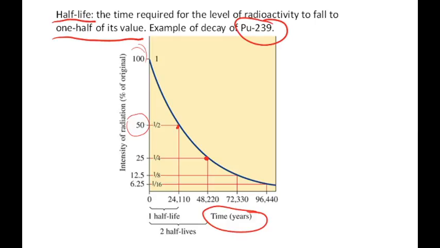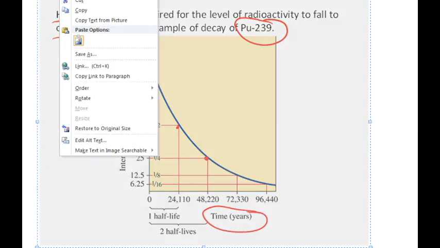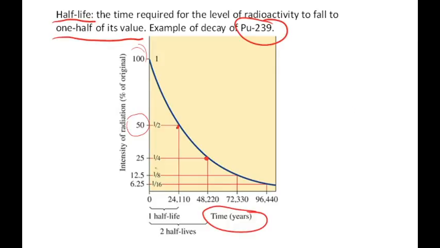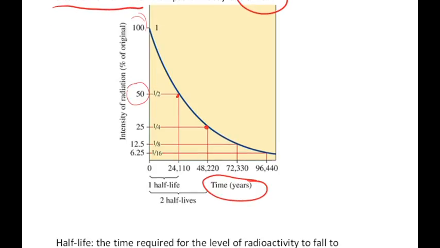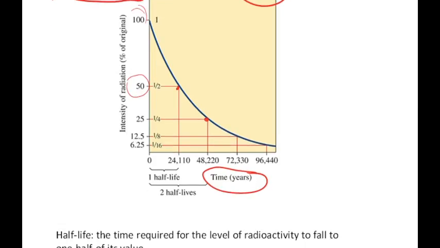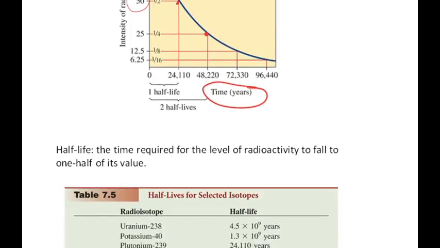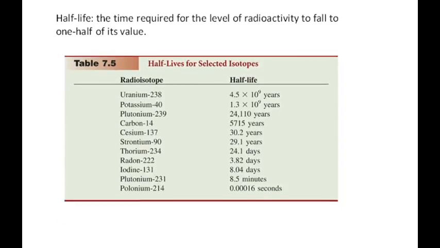So 1/2 times 1/2 is 1/4. And then half of that again, 1/2 times 1/4, would be 1/8 remaining, about 12.5%, all the way out at 72,000 years. So you can see that the curve looks the same, but the time scale is different, and the rates are most widely expressed in terms of half-lives. So half-life: the time required for the level of radioactivity to fall to 1/2 of its value.